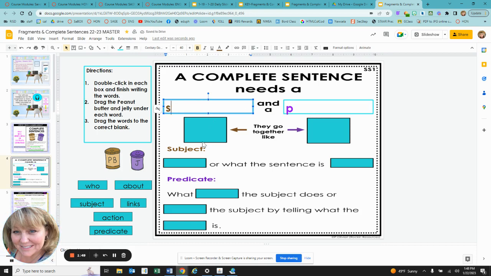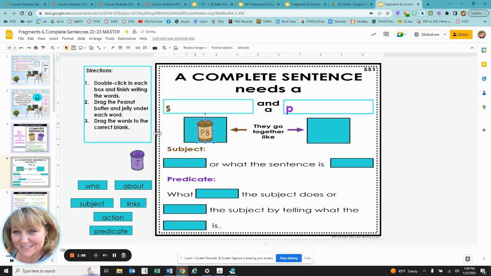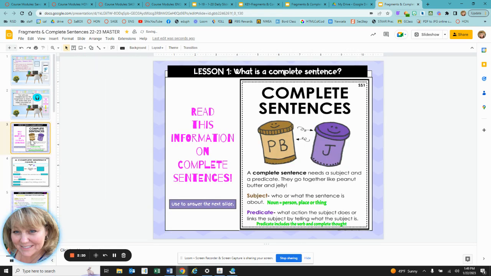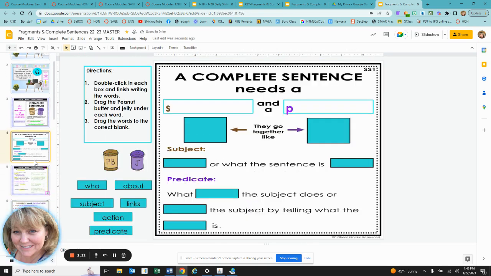For these, it's going to drag and drop. So blank and blank, they go together like peanut butter and jelly. So slide those over. And then you're going to slide the words over to fill in these blanks. Blank are what the sentence is blank. So a subject is who. So you're going to slide the who or what the sentence is. And if you don't remember, go back to the slide before. So fill in this slide for slide 4.